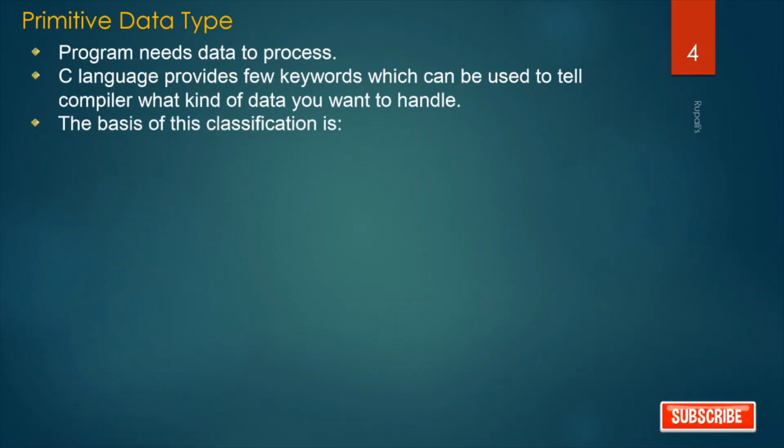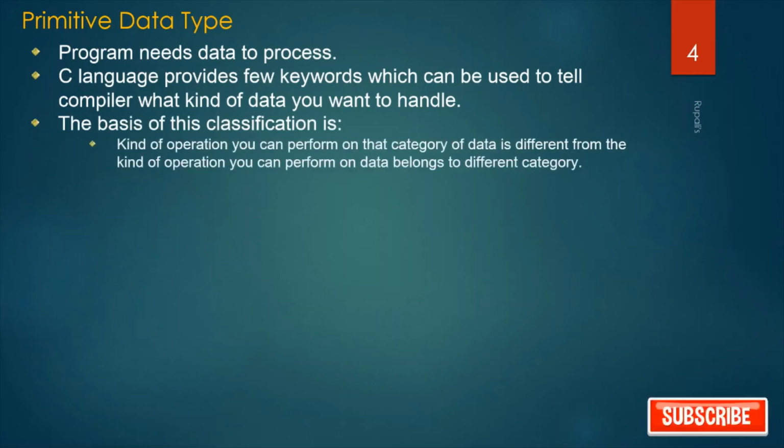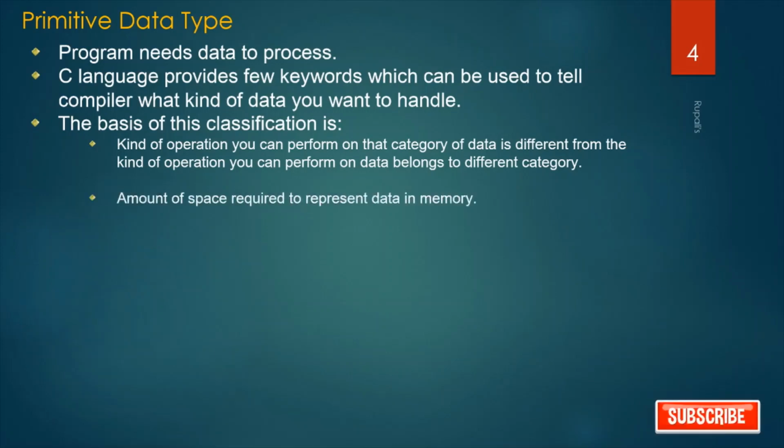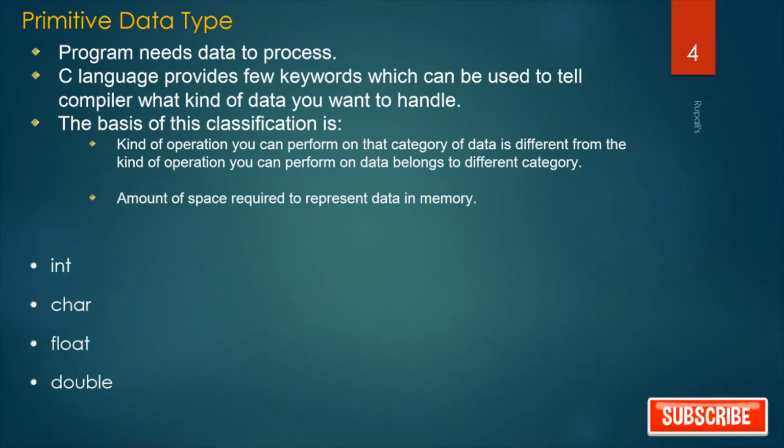The basis of this classification is that the kind of operation you can perform on that category of data is different from the kind of operation you can perform on data belonging to a different category, and the amount of space required to represent data in memory. So primitive data types are int, character, float and double. Int for integer number, character for character and float for real number, and double is also for real number. And finally, there is another category that is void.